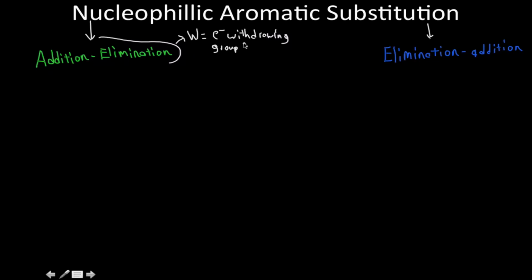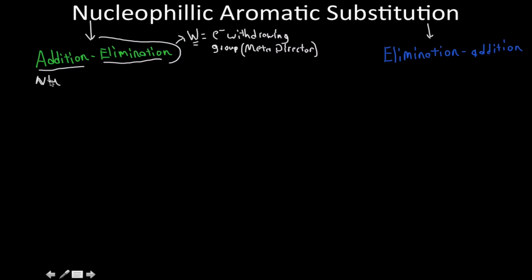But W, when I say that, what I mean is this tends to be something that is a meta director. So an NO2 group would be the perfect thing that you could have for W. But let's just go ahead and draw out our steps. I'm going to try to list them in two steps. The first thing you have is the actual addition of the nucleophile, and then the next step is the elimination, which I hope will be kind of self-explanatory.